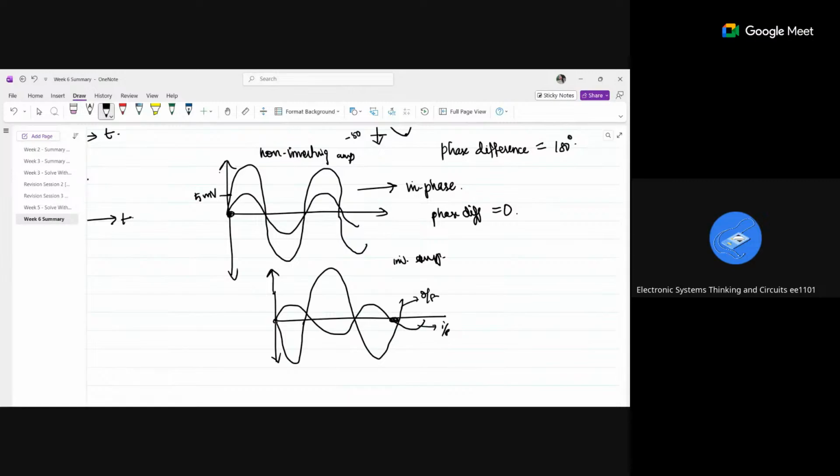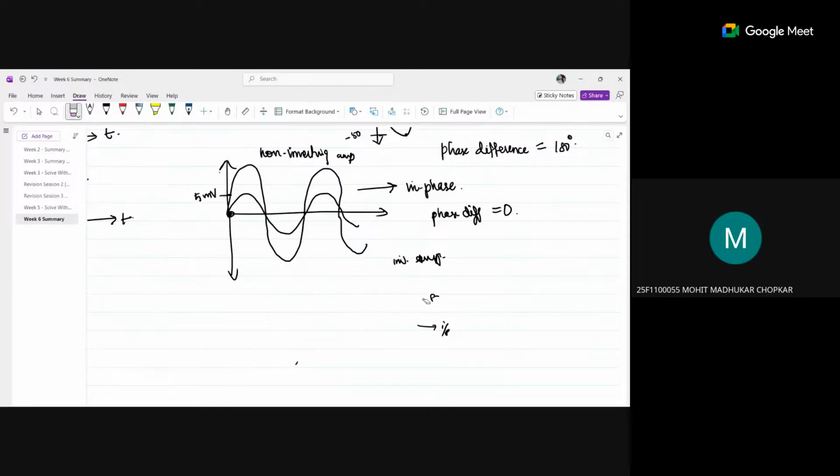If you see, at 90 degree it is plus 5 millivolt, whereas at the same pi by 2, the output is minus 5 millivolt. If you see the second one, it actually starts here, right? At minus pi by 2, minus pi. So what do we call that wave? It starts from -5. That is also a sine wave, but it has been a shifted sine wave.